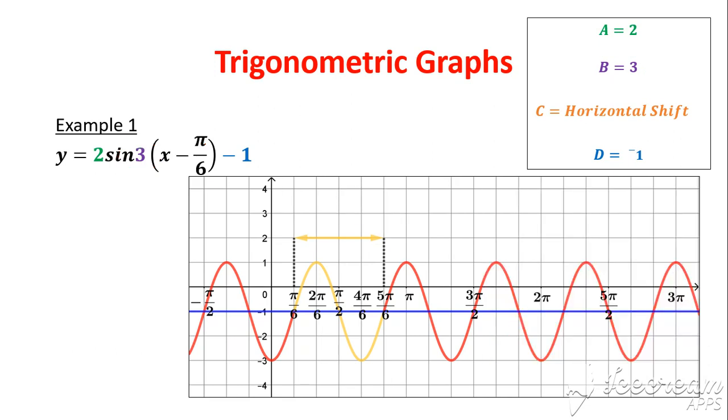Finally, we know that this graph has moved to the right by 1 square, but 1 square represents pi over 6, so c is equal to -pi over 6. Notice it's a negative when we move it to the right. The value of c is negative if we move the graph to the right, and it's positive if we move it to the left. So that's the equation of this graph.